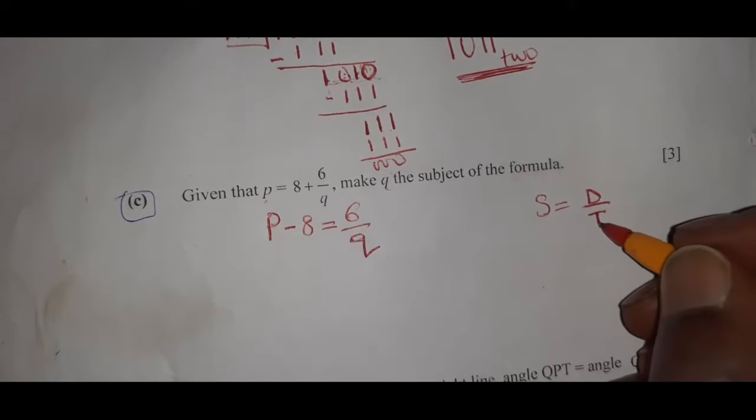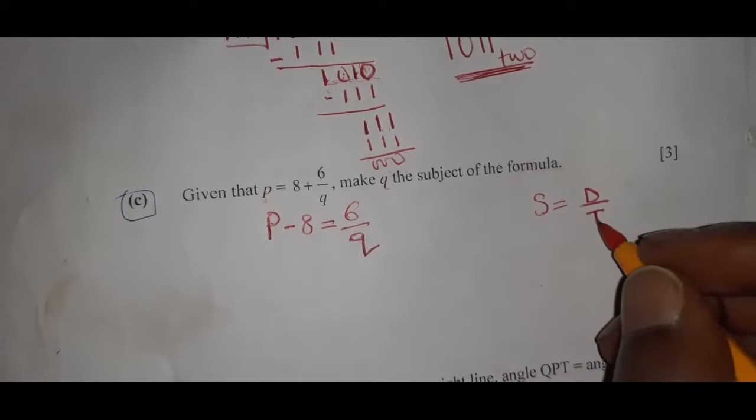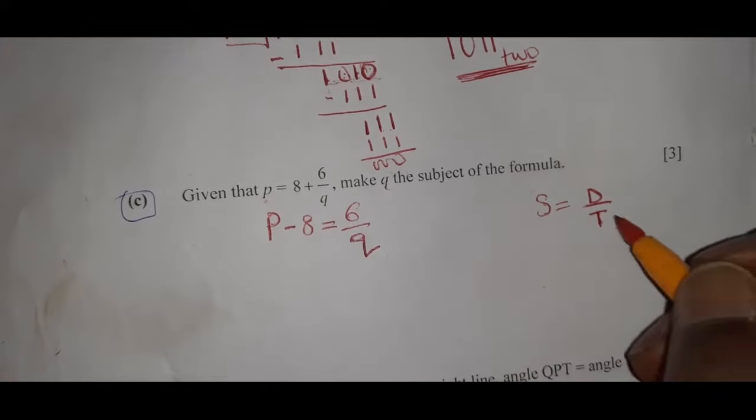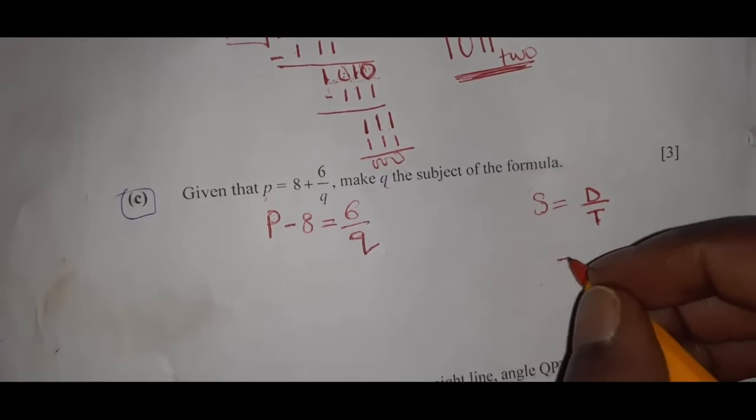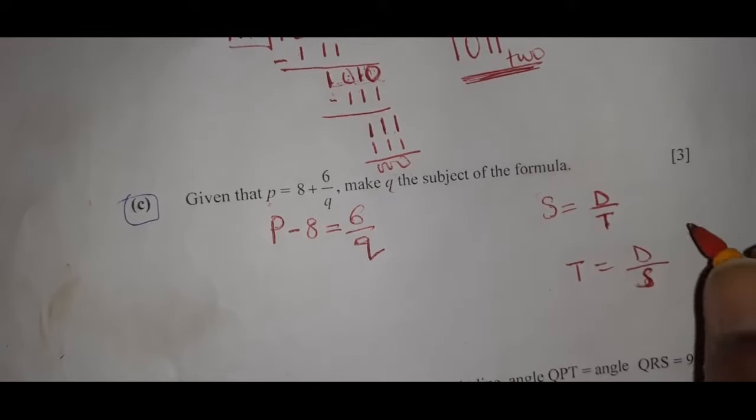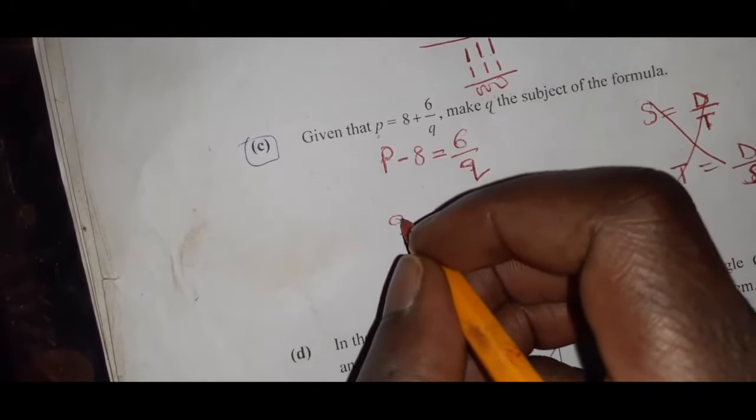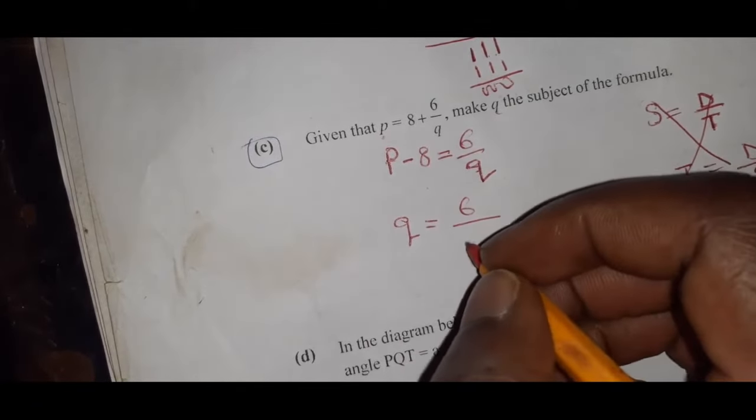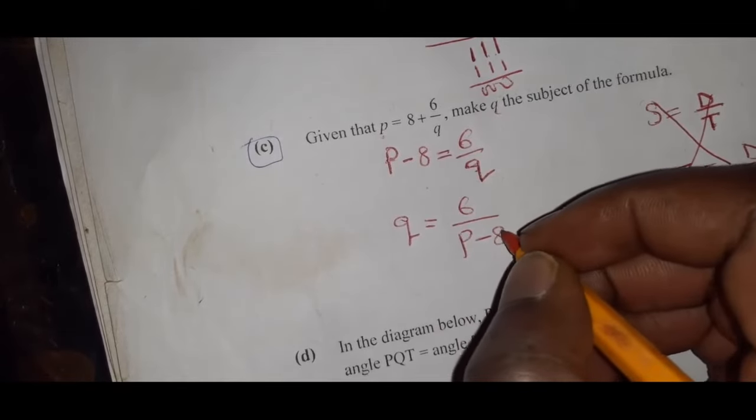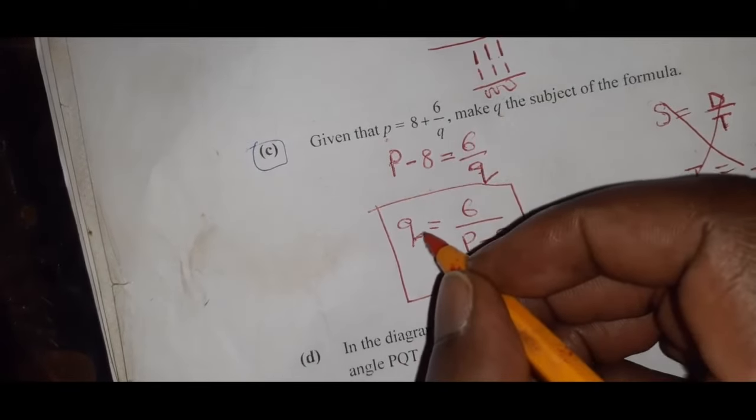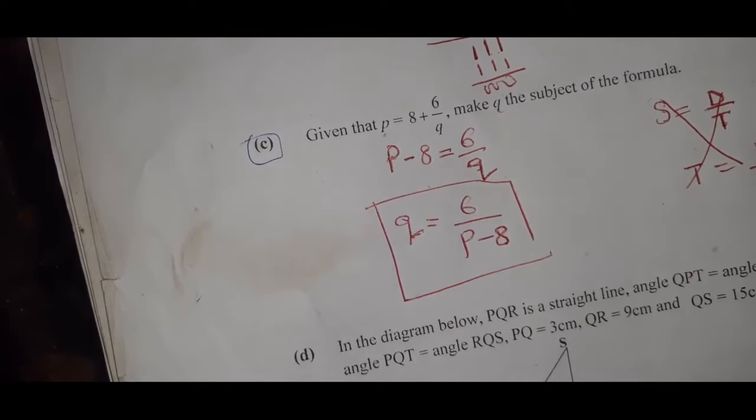Now, when we want to find this time here, we're going to cross multiply. Time comes here, speed comes here. That is cross multiplication. So time is equal to distance over speed. Why am I doing this? I'm trying to explain the concept that we're going to use here. So this one will come this side, this one will come here. So Q is equal to 6 over P minus 8. So we have made Q the subject of the formula here. Are we together?